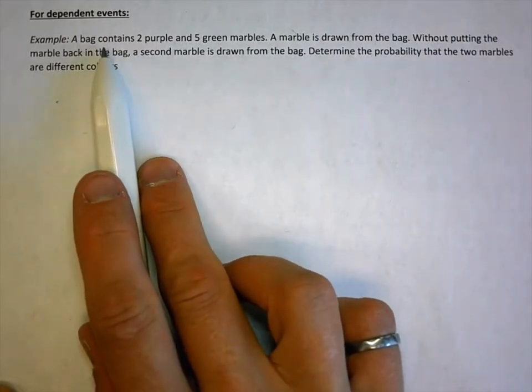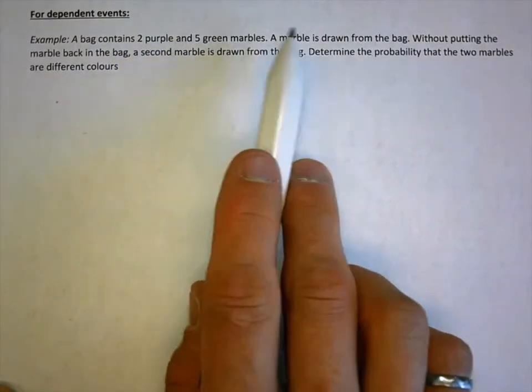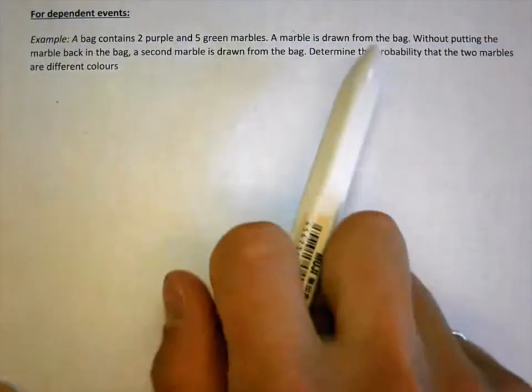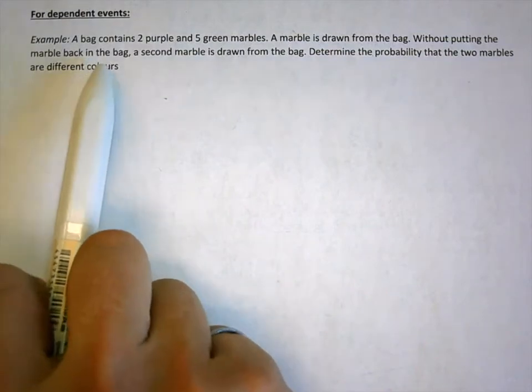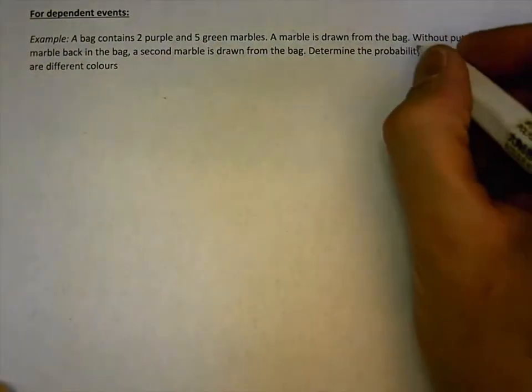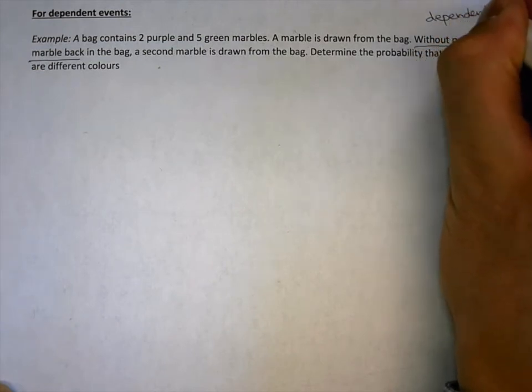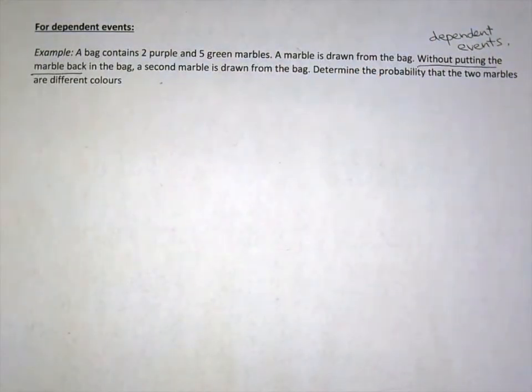So you have a bag with 2 purple and 5 green marbles. A marble is drawn from the bag. Now you take the marble out and you don't put the marble back, and then you draw a second marble. So this is the key thing: without replacement, without putting it back. That means that this is dependent events or conditional probability, as you'll see as we draw the tree.